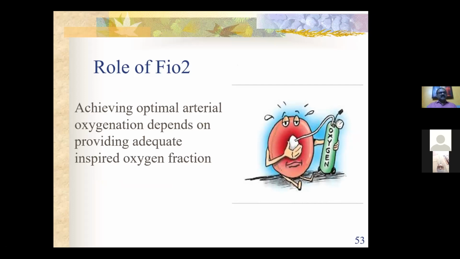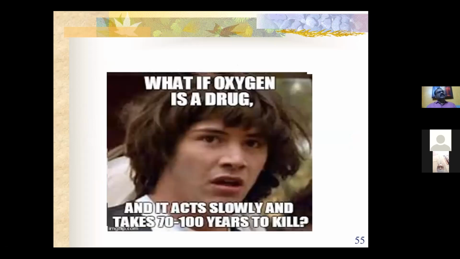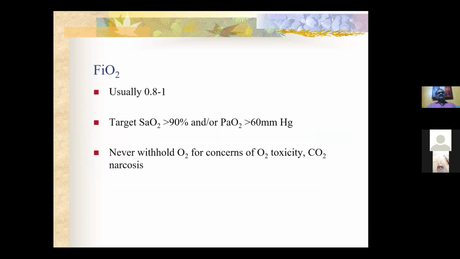So because arterial oxygenation will depend upon your FiO2 also. As you know, every drug has an adverse reaction, and oxygen is also a drug. So usually when you're starting a ventilation, start off with a FiO2 of 0.8, or usually we keep it at 1, that's 100% oxygen. Our target is basically more than 90% of SaO2 or a PaO2 of more than 60. What we usually say is SpO2 target of 88 to 92%.